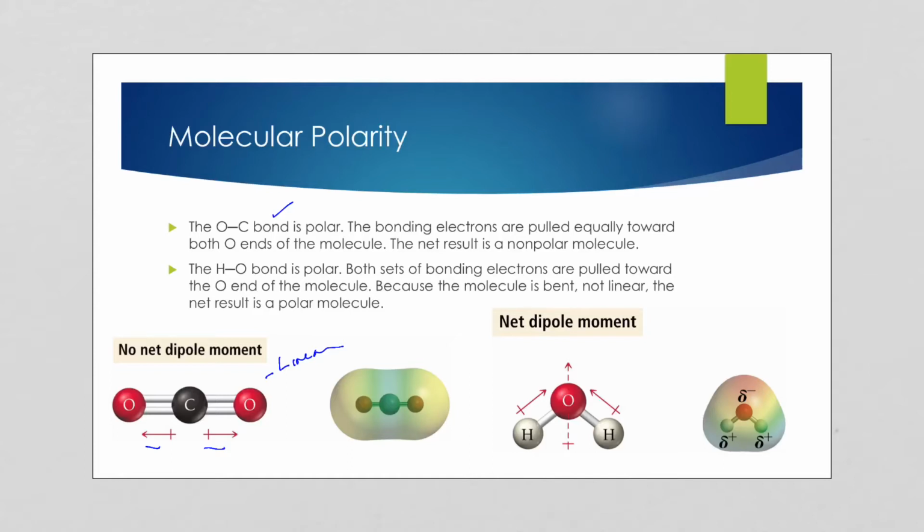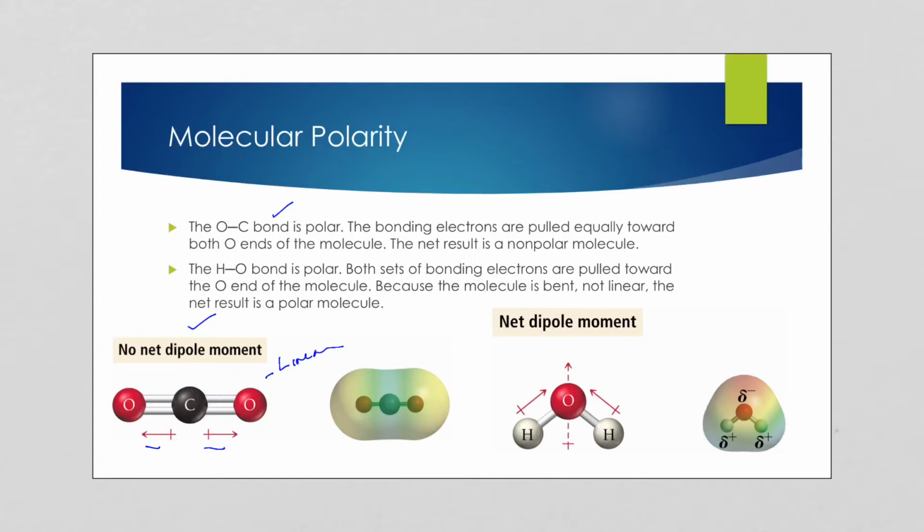And if those dipoles cancel each other out, or those vectors cancel, then the overall dipole is 0, right? So CO2 is nonpolar because there's no net dipole. The polar bonds cancel each other out.